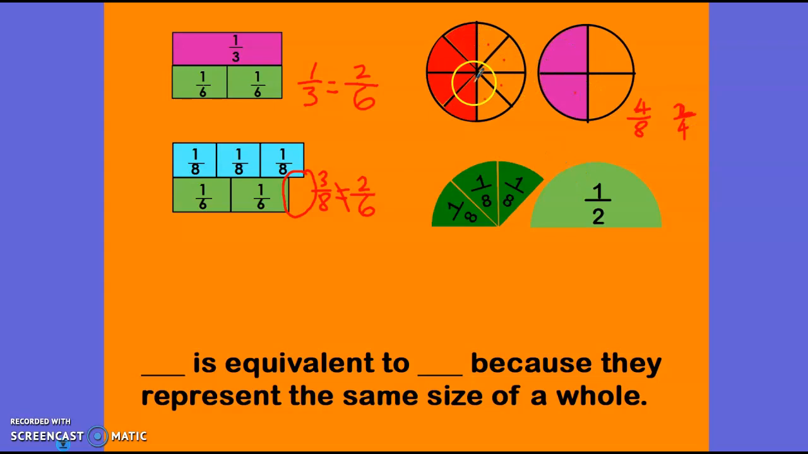If you look at just the size of the shaded part and ignore all the lines in between them, you would see that they are exactly the same size. And I can stack it up to show you. Here you go. Okay, they're the same size, and therefore, they are equivalent fractions. In this picture, 3/8 and 1/2, if I stack them up, you can see that they are not exactly the same size. 1/2 is greater. Therefore, they are not equivalent fractions because they do not represent the same size of a whole.